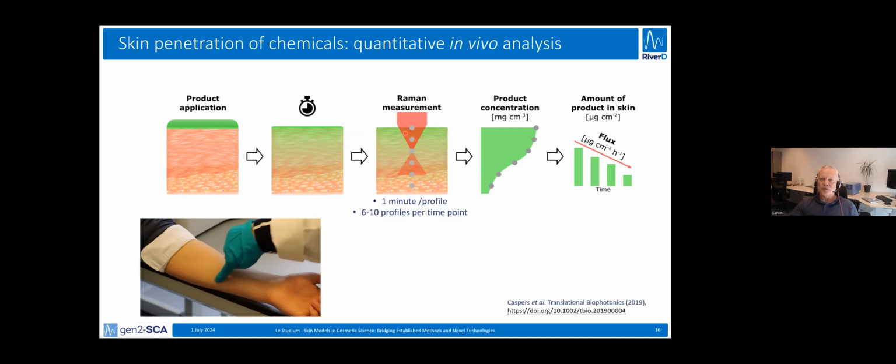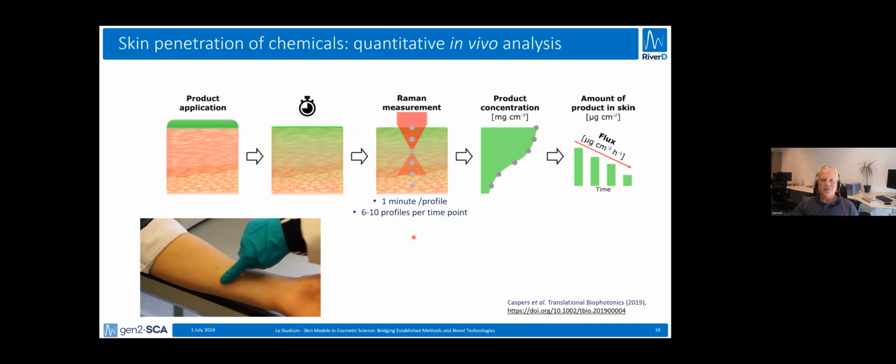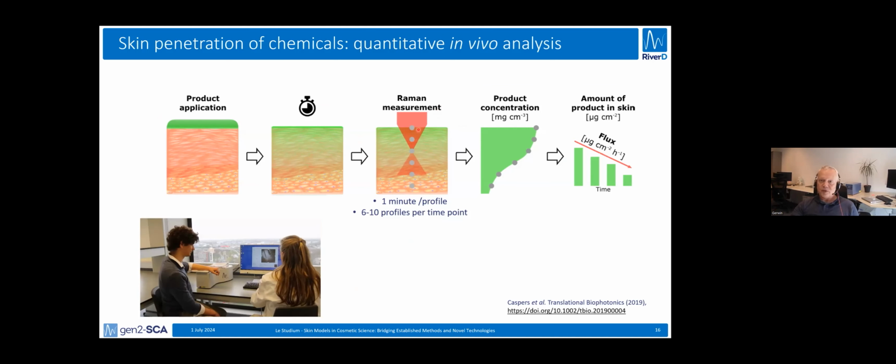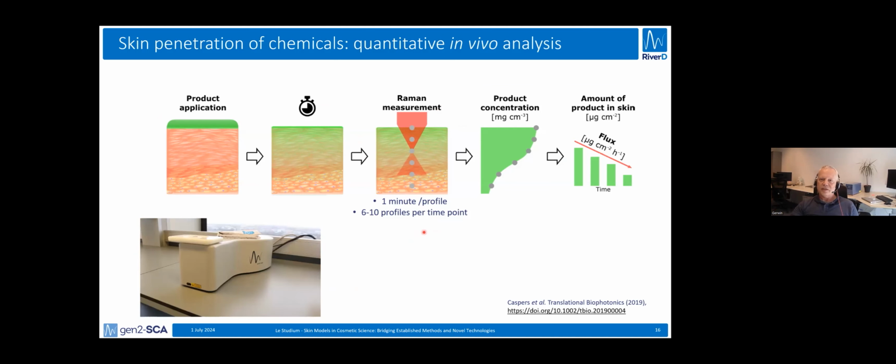So you take Raman profiles. You usually do this at some 10 different locations within the treated area to average out biological variance. Every profile takes about 1 minute to take, so that could take about 10 minutes then. Every Raman profile can be converted into a product concentration profile, so the concentration of the product as a function of depth into the skin.